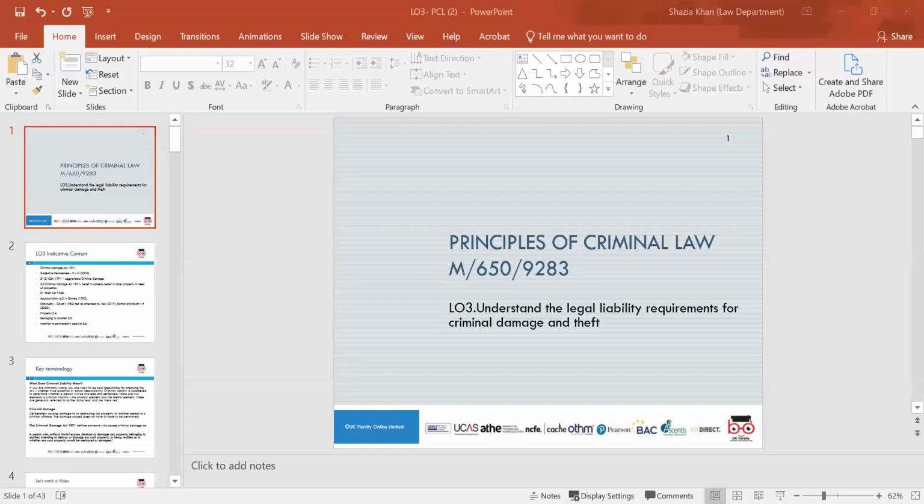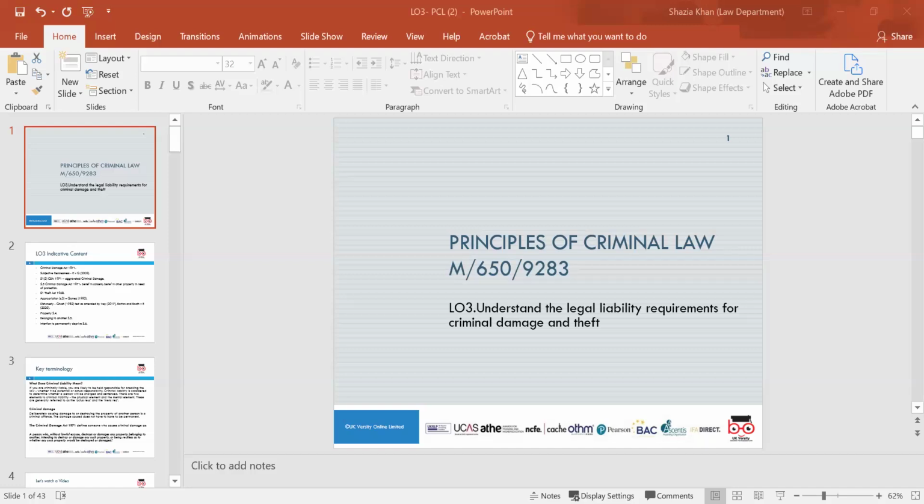The learning outcome we'll be doing today is learning outcome 3, which is to understand the legal liability requirements for criminal damage and theft. But before I go into learning outcome 3, I just want to give you an overview of what we did in the last session, which was learning outcome 2, which is to understand the classification of violent offences.